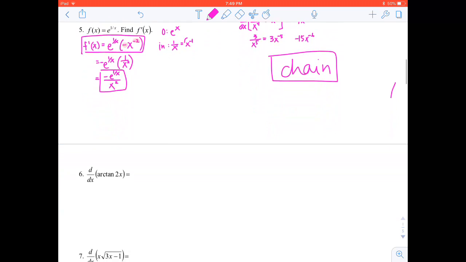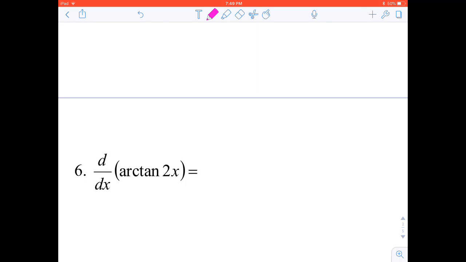Let's take a look at number 6. So arctan is the same thing as inverse tan. We just got to memorize these, people. Gotta memorize them. If you need to make flashcards, do that. You just need to remember what these derivatives are. So, as long as you remember your derivatives, you just have to pay attention to what is being plugged into it.